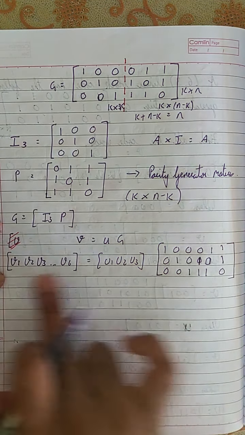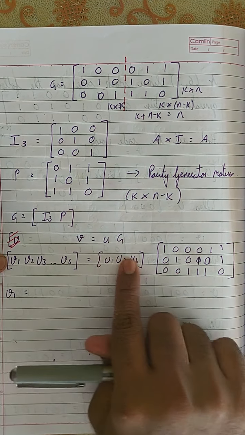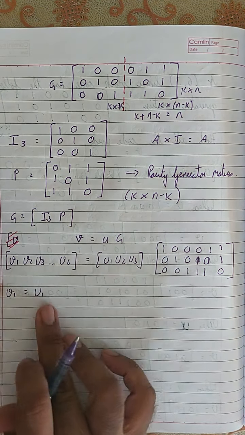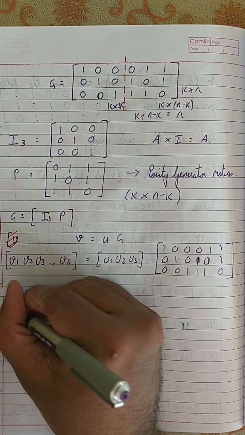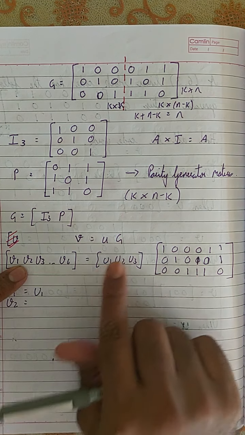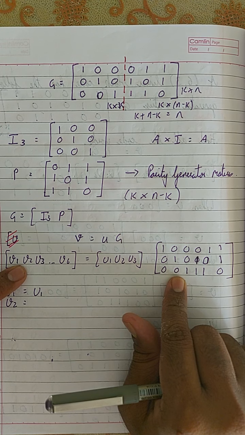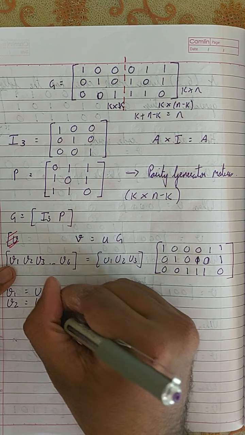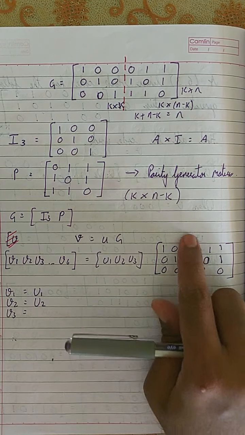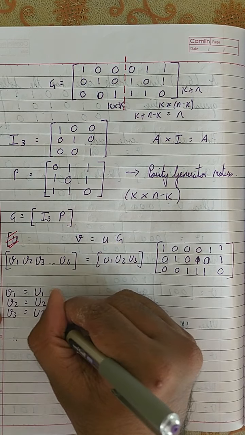What is the value of V1 from here? Look over here. V1 is exactly this one multiplied with the first column of the identity matrix, which is equal to U1. So V1 is equal to U1. What is the value of V2? You multiply this matrix with the second column of the identity matrix, which is 0, 1, 0. So you get V2 is equal to U2. And how do you find the value of V3? You multiply this with the third column of the identity matrix, which is 0, 0, 1. So you will get V3 is equal to U3.